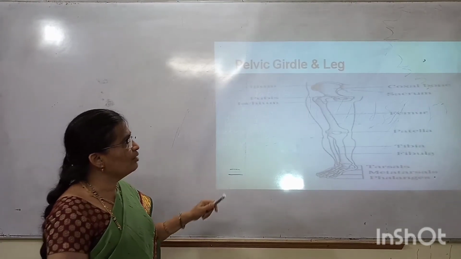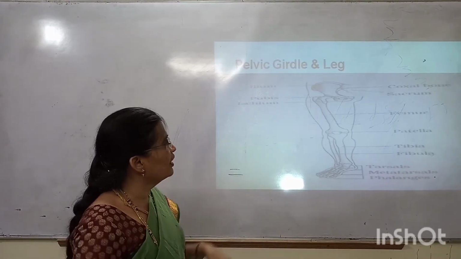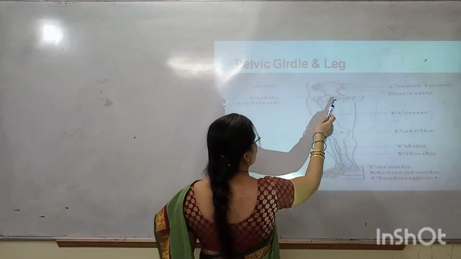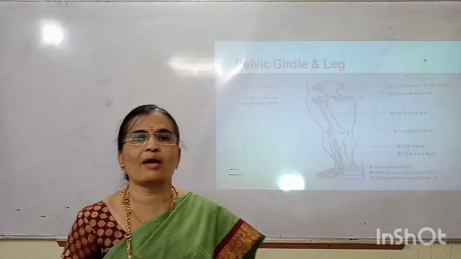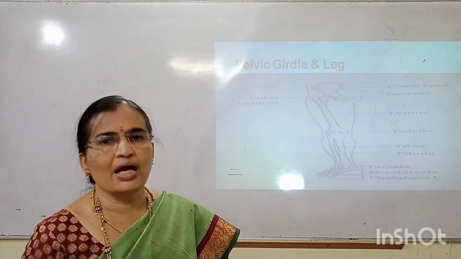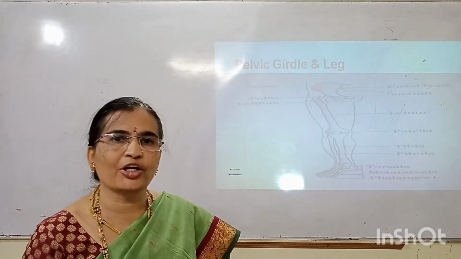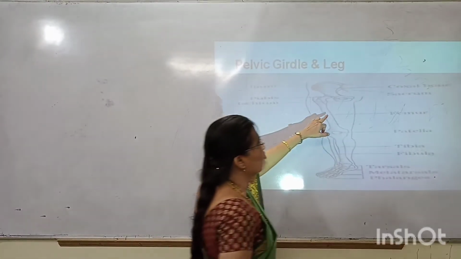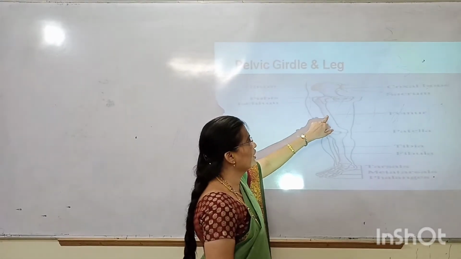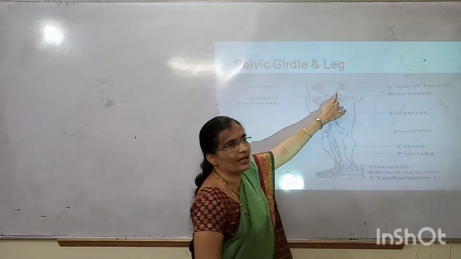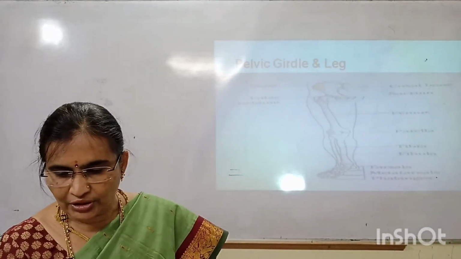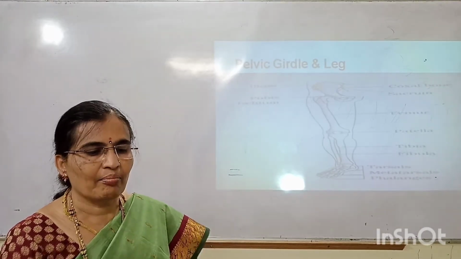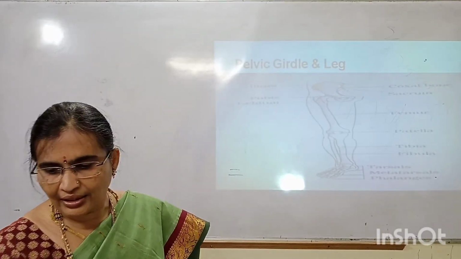Now in the coxal bone, a cavity is present which is called the acetabulum, which helps in articulation of the femur, the thigh bone. The thigh bone is articulated with this cavity called the acetabulum. So this is regarding the pelvic girdle.